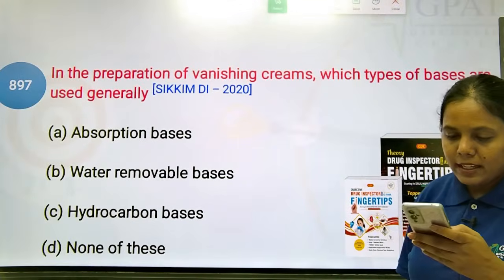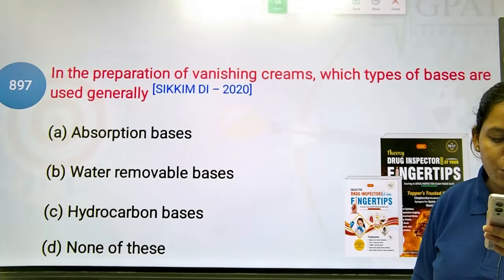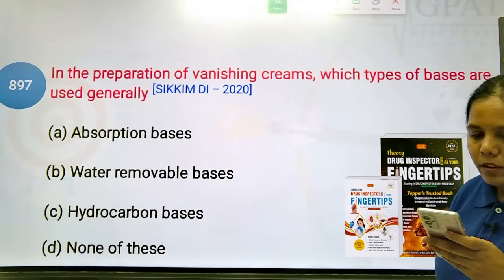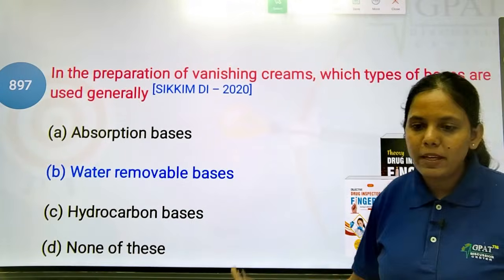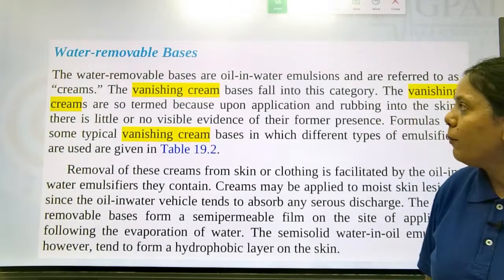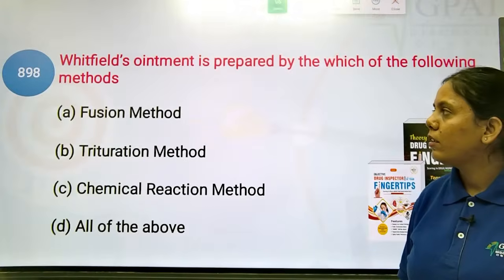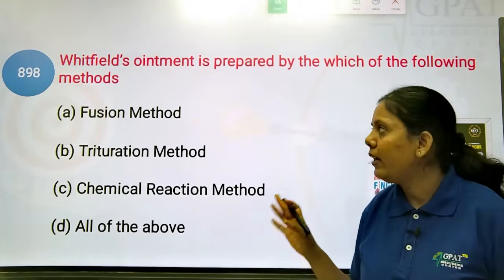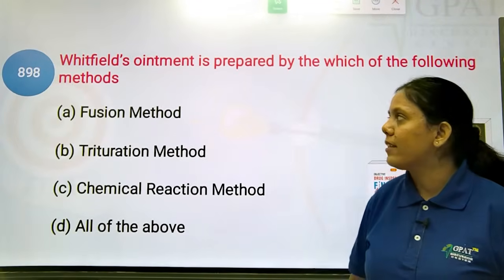Next question is, in the preparation of vanishing cream, which type of base is generally used? Very good. Option B, water removable bases. Generally, we use water removable bases for the vanishing cream because it is O by W. W is the external phase, right? Water is present in a higher quantity, and that is the reason we use water removable bases.